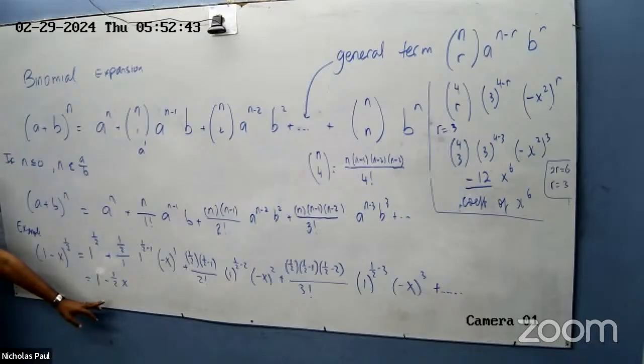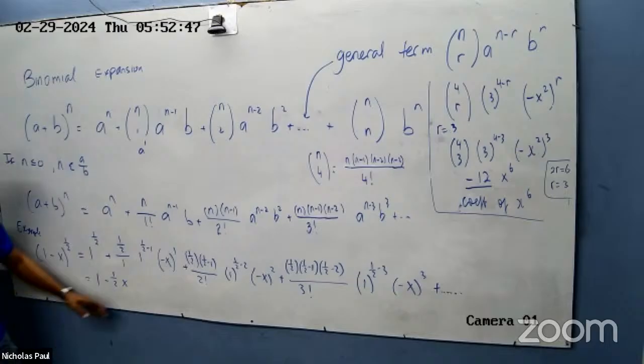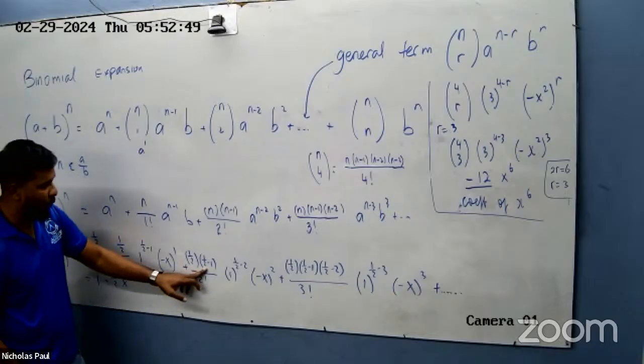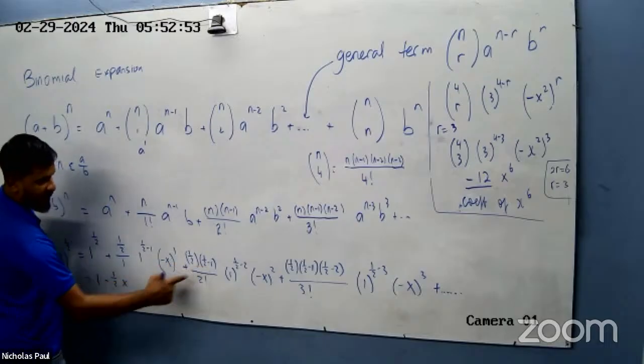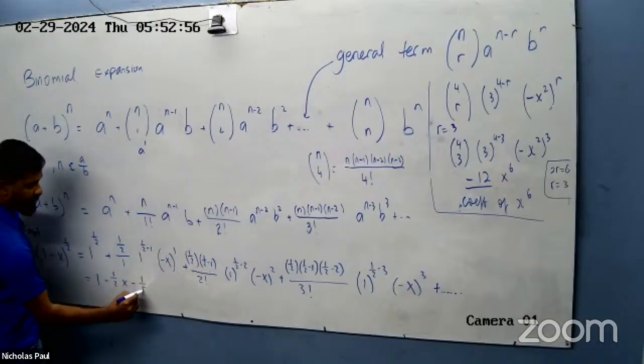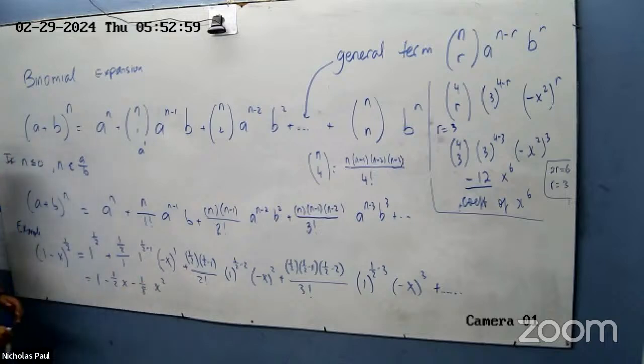Look at that there, minus a half x. Next one, a half by a half is a quarter, divided by 2 is 1/8. And I have a minus here. So I have minus 1/8 x squared. Anybody get that?